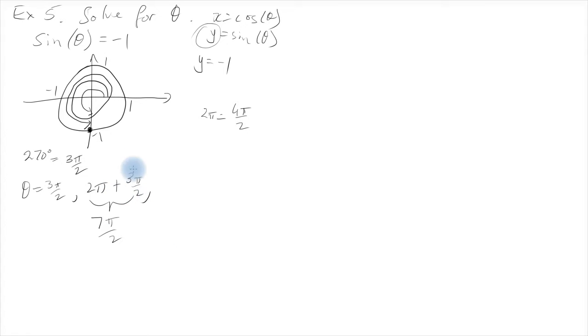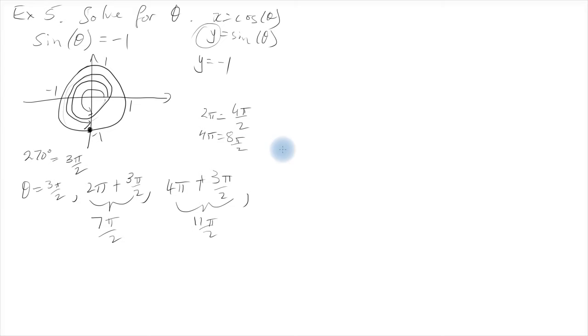Then you can actually do another loop if you want to. So there'll be another one which is 4 pi plus 3 pi on 2. And 4 pi is 8 pi on 2, so plus another 3, that's 11 pi on 2. And you can keep going if you'd like to and get more and more.